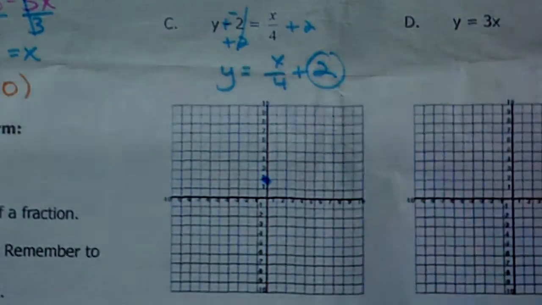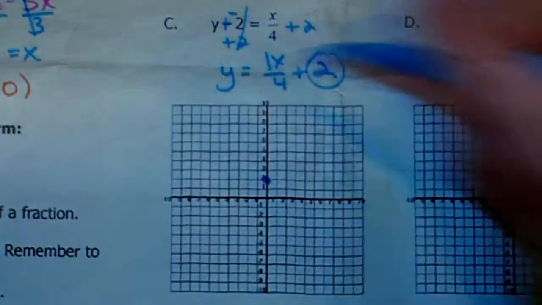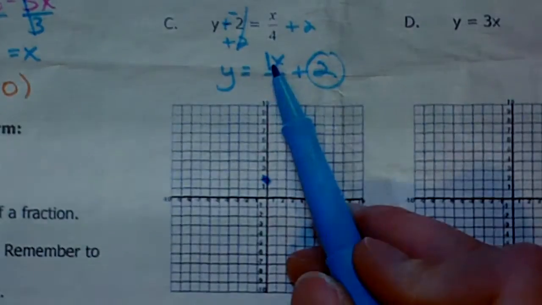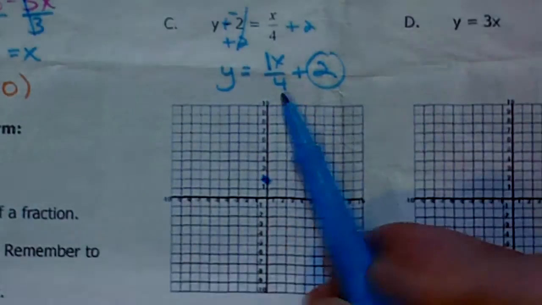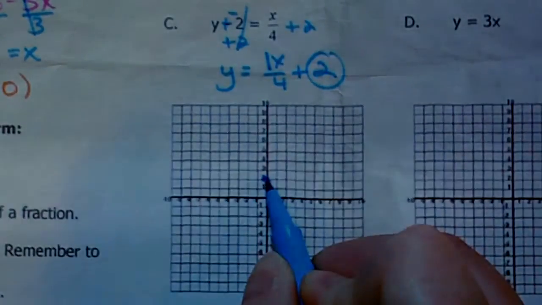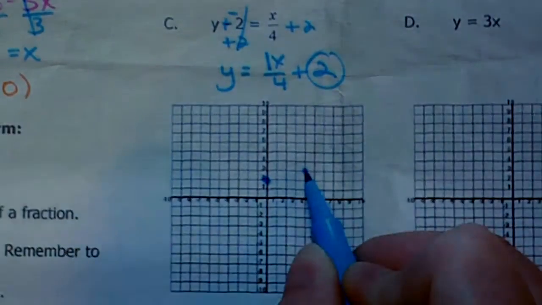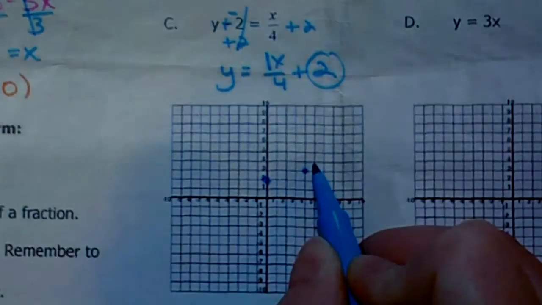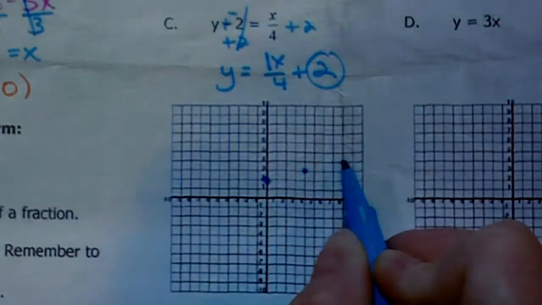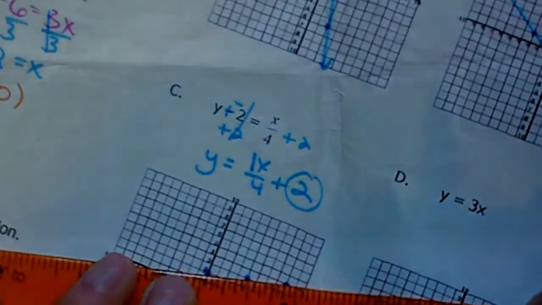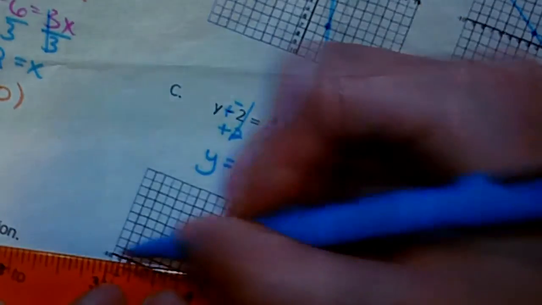Now you've seen this x over 4 before, right? This really means 1x over 4. That means my slope is up 1, right 4. So from my y-intercept, I'm going to go up 1 and right 1, 2, 3, 4. And I'm going to do that again, so I have 3 points, up 1, right 1, 2, 3, 4. If after you plot these points, they don't make a straight line, it probably means you have done something wrong. So you should go back and check it out.